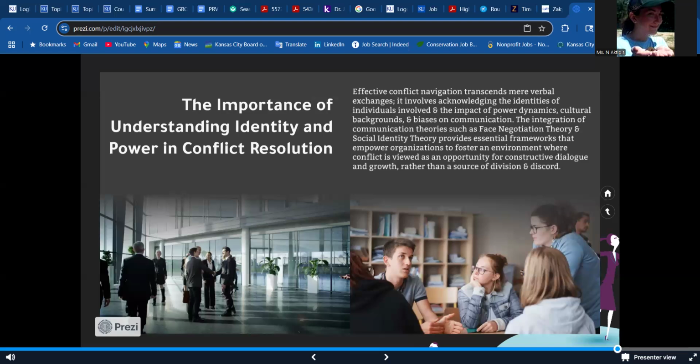So through essential frameworks of face negotiation theory and social identity theories, we can empower organization leaders to foster an environment where conflict is viewed as an opportunity for constructive dialogue and growth rather than a source of division and discord. So instead of being a face threat, being able to negotiate through being like, oh, what do you mean? This might be an issue, or oh, I didn't think about that identity. So let's talk about this identity. Like, how is that playing in here, kind of deal.